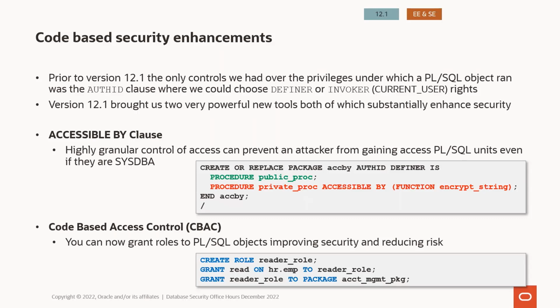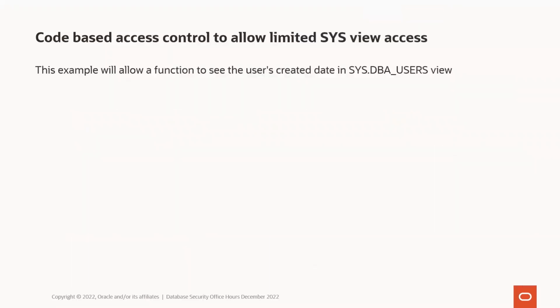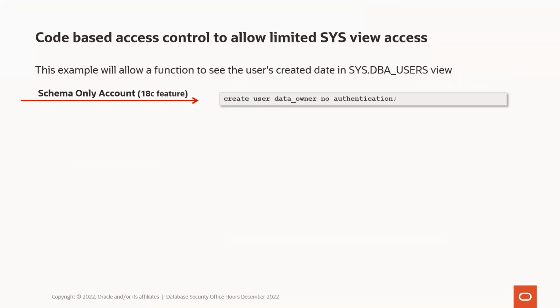The example I have for you today is around code-based access control, where we want to grant a role to our PL/SQL object so we can practice least privilege and we can reduce the risk around granting that to a wider audience there. So we're going to take a look at this code-based access control that's available to you in 12.1 and higher. So we've got a function that we want to be able to look at DBA users to see when that user was created, right? We're going to take advantage of this 18C feature of schema-only accounts, where we create this data owner with no authentication. So it has no password.